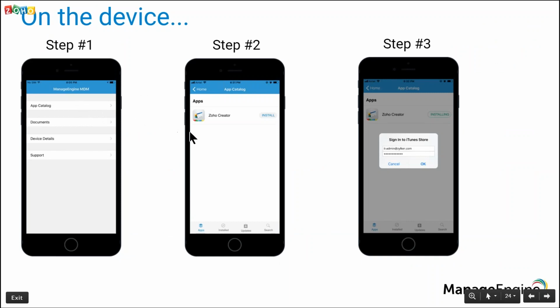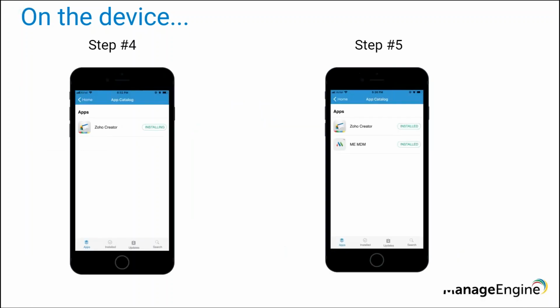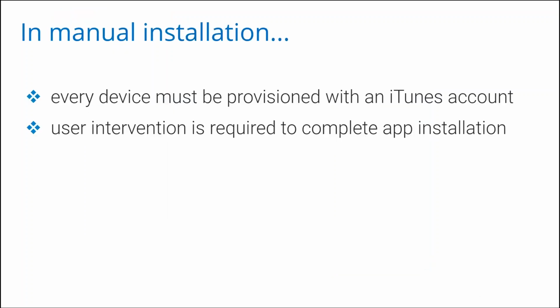They would have to click on App Catalog. The application would be listed out over there, and then they would have to click on Install, followed by which they would be asked to sign into their iTunes account. Once that is done, the application would be installed and it would be a managed application. So this is pretty much the common app deployment type that anyone would use.